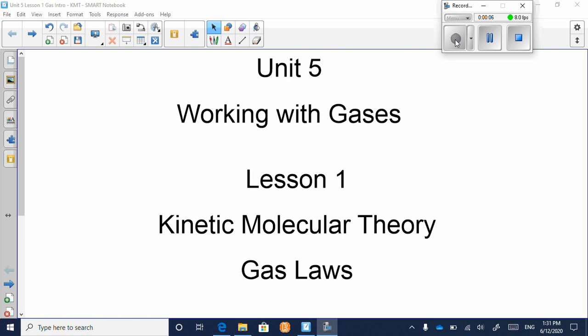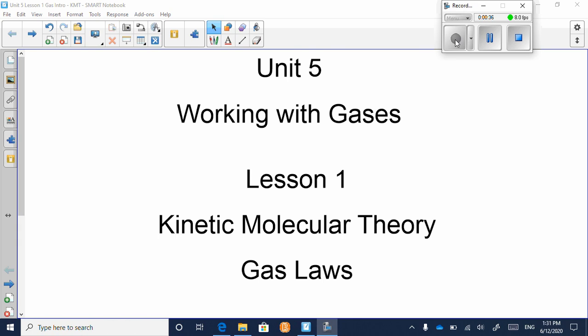And Unit 5 is obviously the last unit, and we won't cover it in the same detail that we would have done had we been in class, but I want to expose you to the idea of working with gases in chemistry and the different ways of seeing it from a theoretical standpoint, but also from a quantitative standpoint, or from a calculation standpoint, how you handle gases.